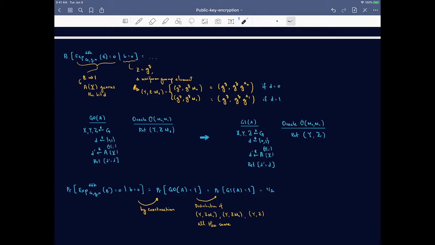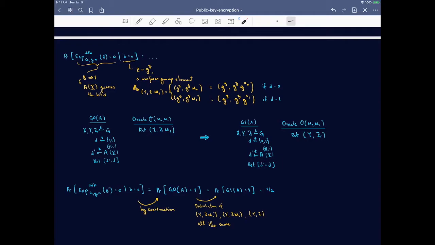All right, so let's talk through this. When the challenge bit is 0 in the DDH game, that means that Z is g to the z for a uniform exponent z. Okay, so that's the first thing to keep in mind. The second thing is over here, this event. When would the experiment output 0 when the challenge bit is 0? Well, it happens, as we just said, when B outputs 1. B outputs 1 exactly when A, given the public key, guesses the bit.